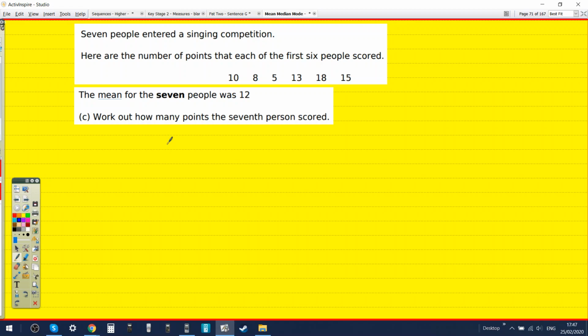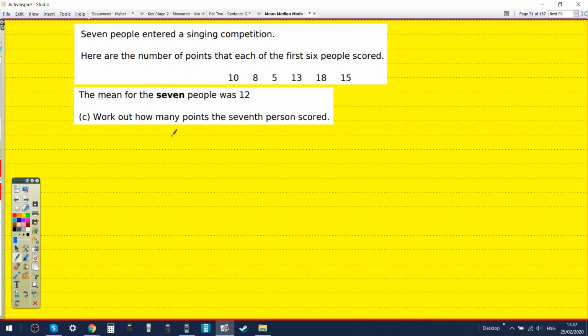Seven people entered the singing competition. Here are the number of points that each of the first 6 people scored. The mean for 7 was 12. Work out how many points the 7th person scored.